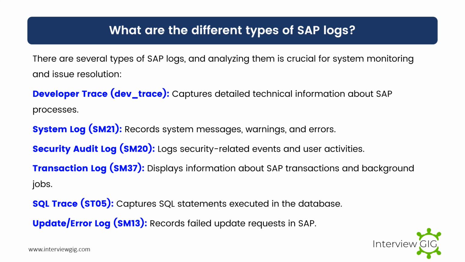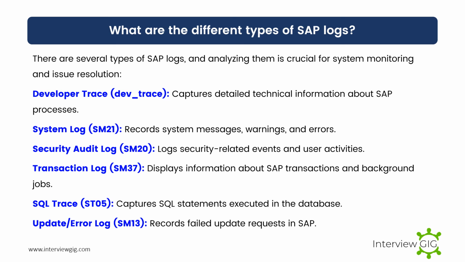What are the different types of SAP logs? There are several types of SAP logs, and analyzing them is crucial for system monitoring and issue resolution. Developer trace: dev trace captures detailed technical information about SAP processes. System log: SM21 records system messages, warnings, and errors. Security audit log: SM20 logs security-related events and user activities.